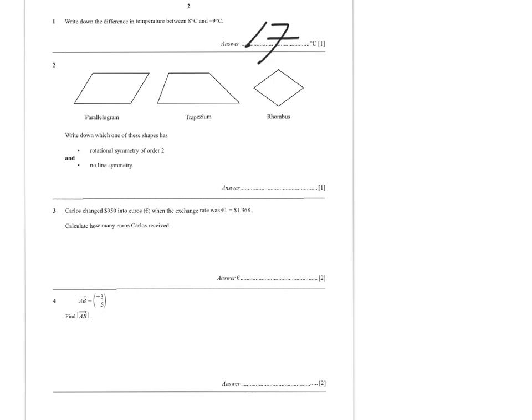So far we have the parallelogram and the rhombus left. But then it says it cannot have line symmetry. Well, the rhombus clearly has line symmetry. And you should know that the parallelogram, although some of you think it has, does not have any line symmetry. So your answer should be parallelogram. I'm going to try to write it as neatly as I can. Parallelogram. There you go. Move on.